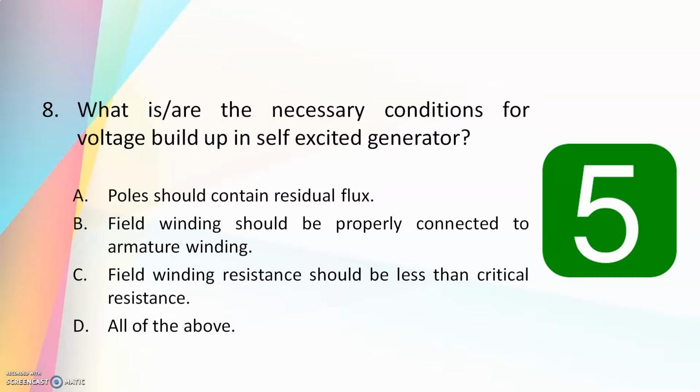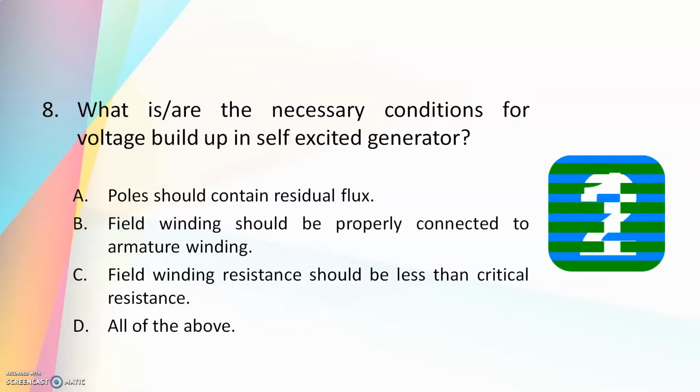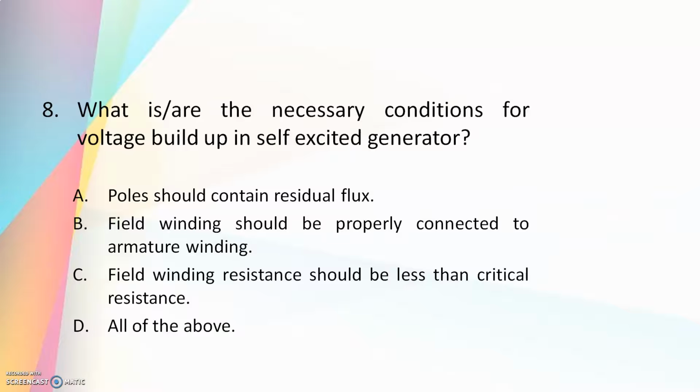What is or are the necessary conditions for voltage buildup in self-excited generator? Pole should contain residual flux. Field winding should be properly connected to armature winding. Field winding resistance should be less than critical resistance. All of the above. And the answer is all of the above.